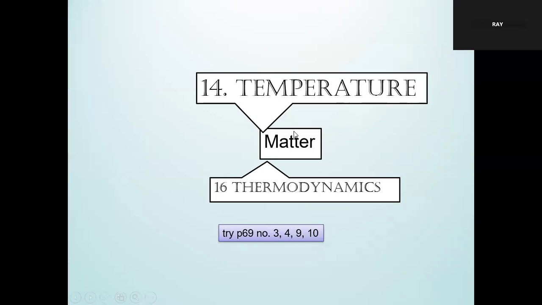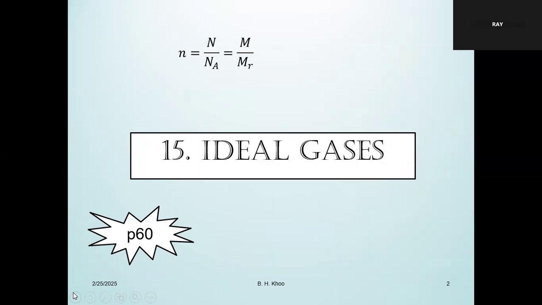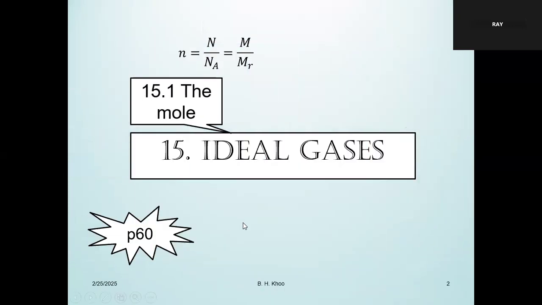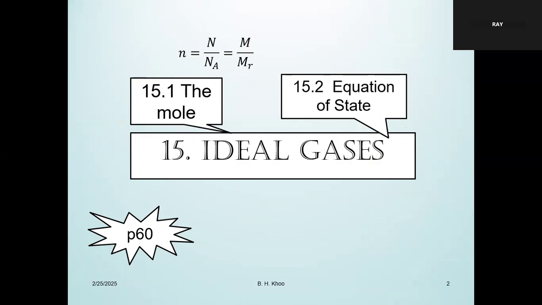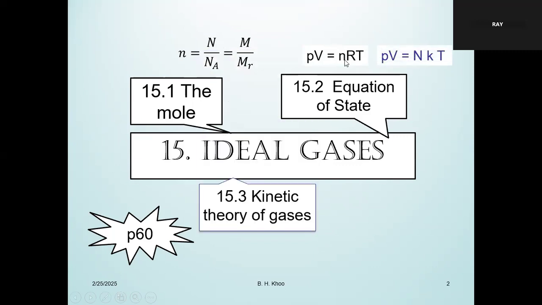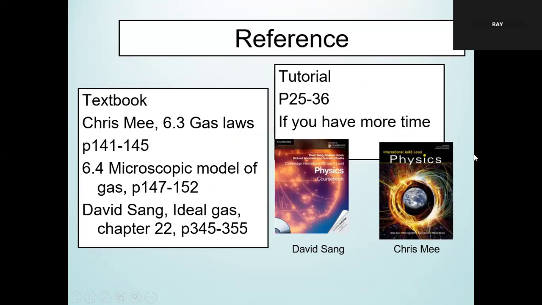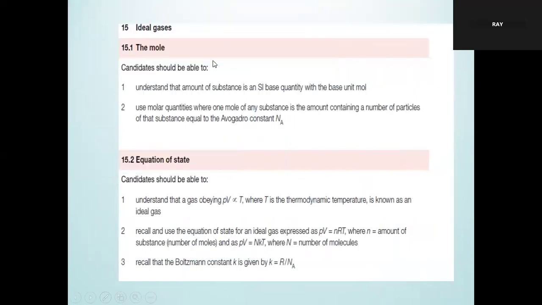Right, under matter we will have temperature, and we are studying ideal gas now. And then 16 thermodynamics. If you got time during the break, you can try this question. 15.1, the mole. 15.2, equation of state. Page 16, your note. These are equations that you need to remember. This is the equation of state. Alternative formula. Then kinetic theory of gas, 15.3, where we derive the pressure of gas. Derive this equation. Average kinetic energy per molecule. We derive that. Use your own textbook. That's the syllabus. Very short only.